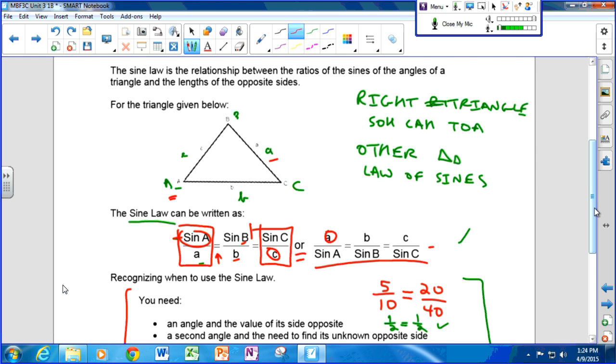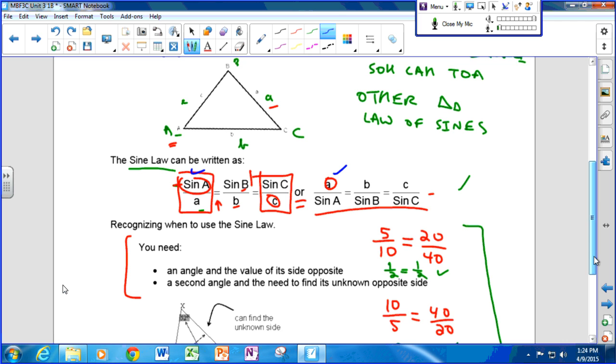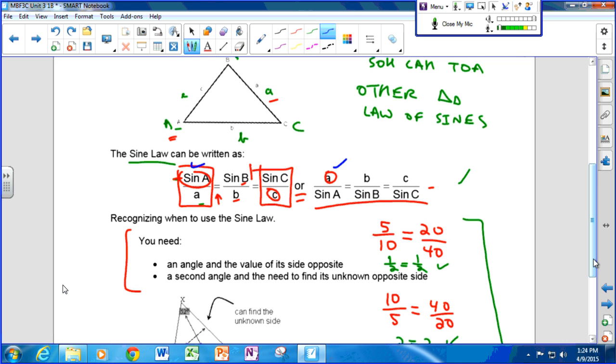The reason we would use different ones is if you're trying to find a side, then you're going to use the form that puts the sides in the numerator, and if you're trying to find an angle, you're going to use the one that puts the sine of the angle in the numerator, usually. It just saves you from having to take the inverse of both sides at the end. If you did use the wrong one and realized it at the end, you just take the inverse, 1 over x, of both sides, and you'd still be fine.